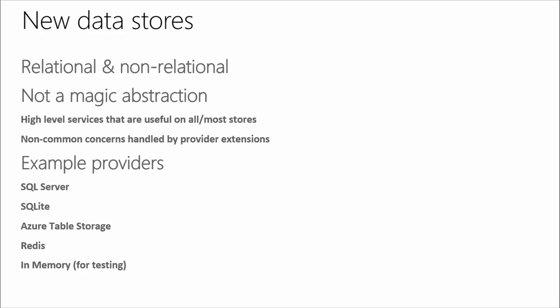Some examples of providers we're working on, obviously SQL Server, that's our bread and butter relational data store. I mentioned SQLite because that's really important for phone, store, device. Azure Table Storage and Redis were just some proof of concept ones we did. And then we're also working on an in-memory database, which is useful when you want a unit test.